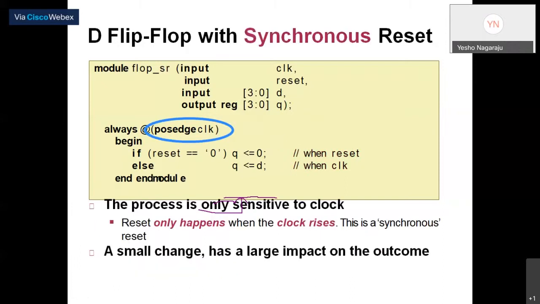Now here, the always block is sensitive only to the clock. So you are using reset inside the always block to check whether reset is asserted. If reset is asserted, you will have to pull Q to zero. Otherwise, Q gets D. That is the meaning of it. That is how synthesizers would synthesize this into a set of flip-flops, four flip-flops, according to the vector length.